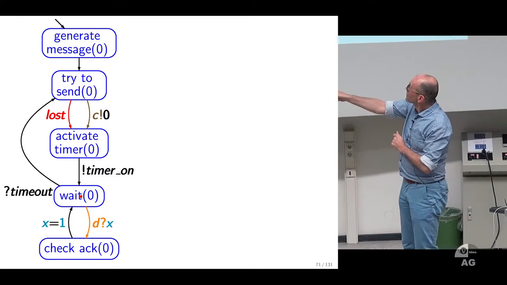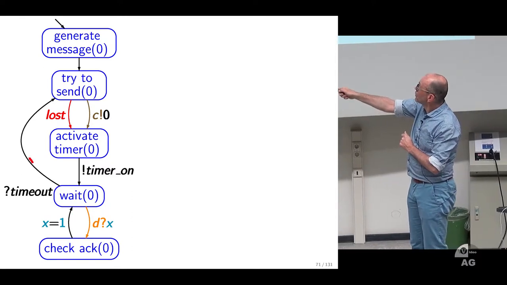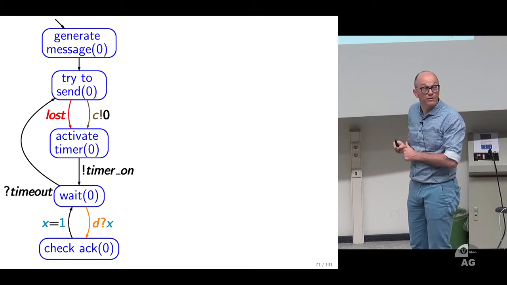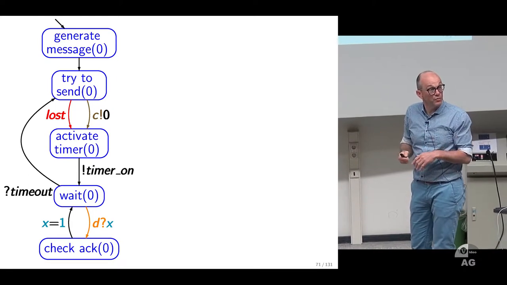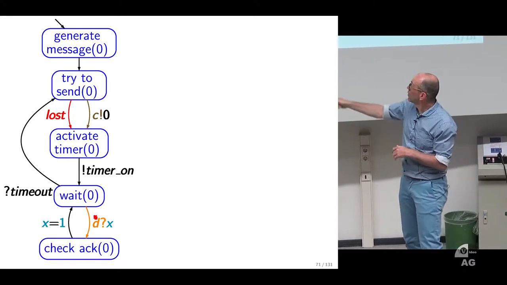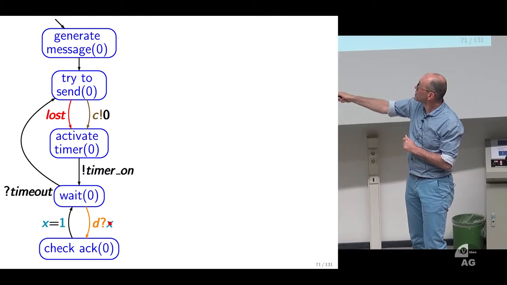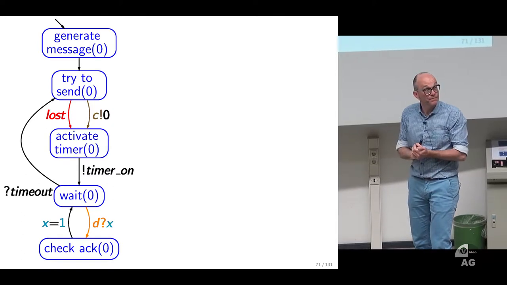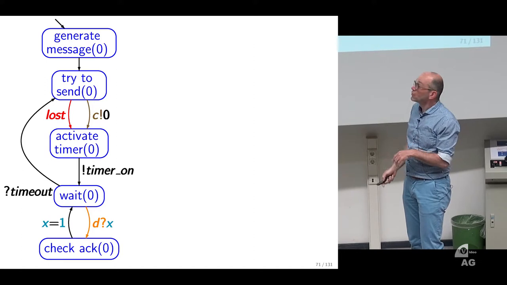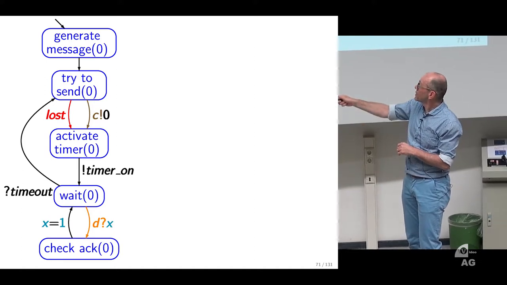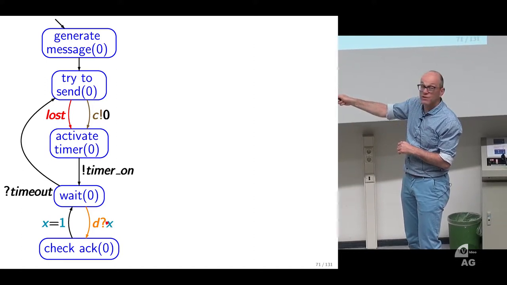Now you are in this location. So the other possibility is not to do a timeout, but to receive the acknowledgement. That means you receive the acknowledgement on time. Along channel D, I'm going to receive a bit, which I'm going to store in the value x.